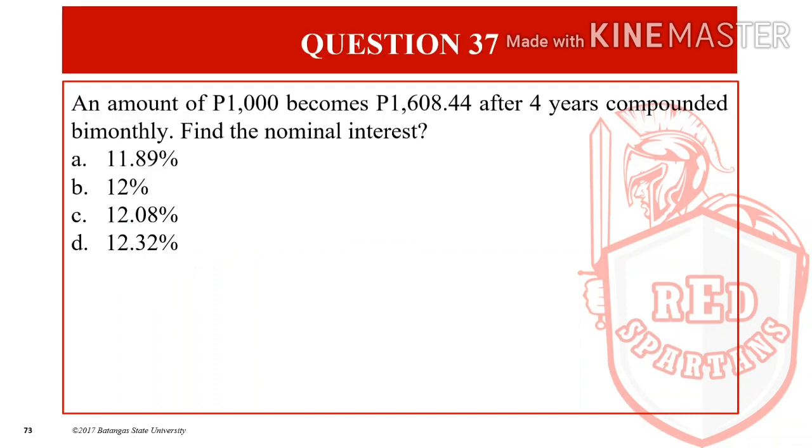For question number 37, an amount of 1,000 pesos become 1,608.44 after 4 years compounded bi-monthly. So, find the nominal interest. So, pag sinabi natin bi-monthly, every 2 months. So, kaya ang ating magiging compounding ay equal sa 6. So, choices natin, 11.89%, 12%, 12.08%, and 12.32%.